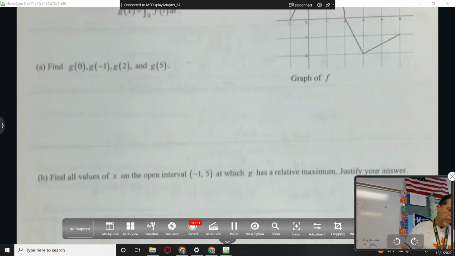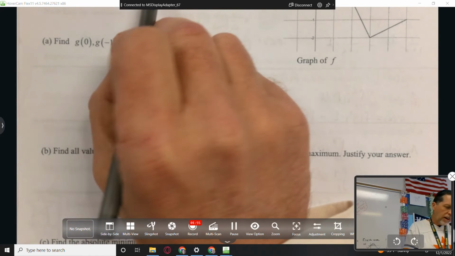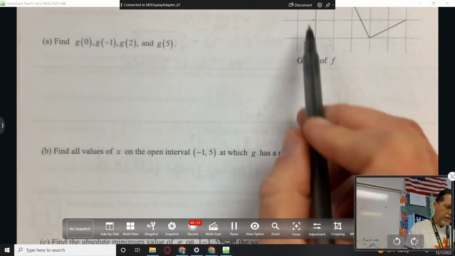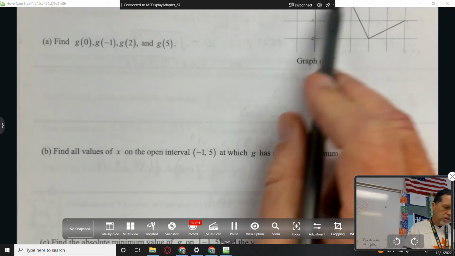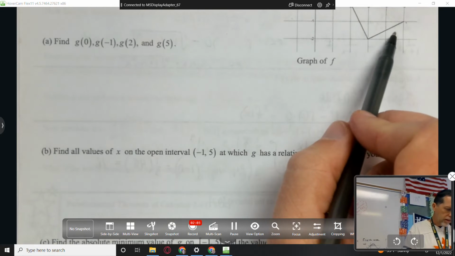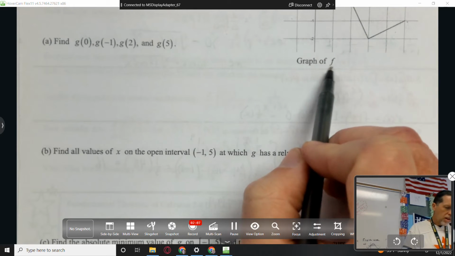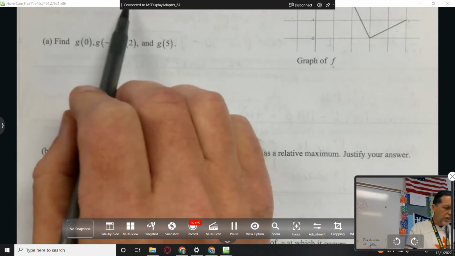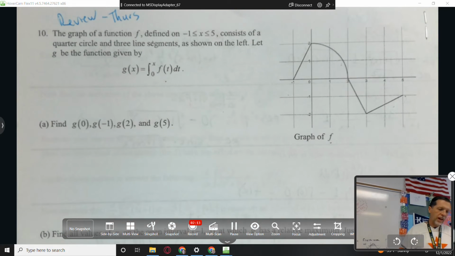Okay, so very back page of the worksheet packet. The graph of a function f defined on -1 to 5 consists of a quarter circle, 3 line segments. Okay, so this is f, that's not f prime. And let g be the function given by the integral from 0 to x.